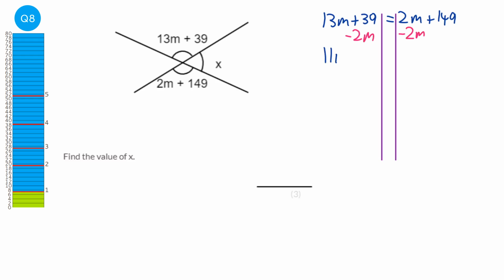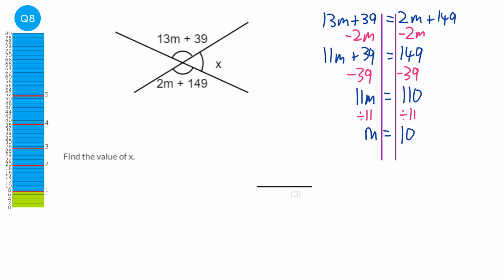And so we're left with 11m plus 39, and we've just got the 149 on the right hand side. Next we're going to remove the number, so take away 39 from both sides. And we've got 11m is equal to 110. And then we're going to divide both sides by 11 to find out what m is. So m therefore equals 10.